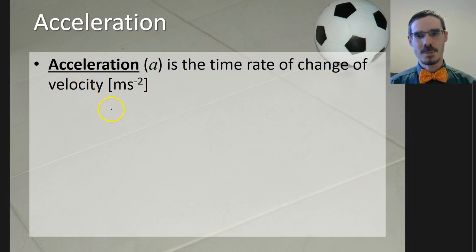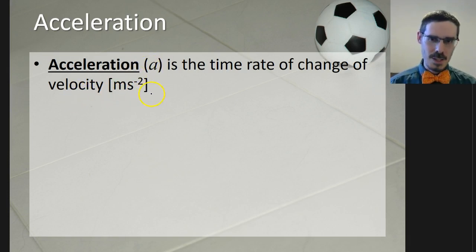Velocity, like speed, is measured in meters per second. So acceleration then is meters per second per second. It's the number of meters per second that the speed changes per second, every second. So acceleration is meters per second squared, which we tend to write as m s to the minus 2.